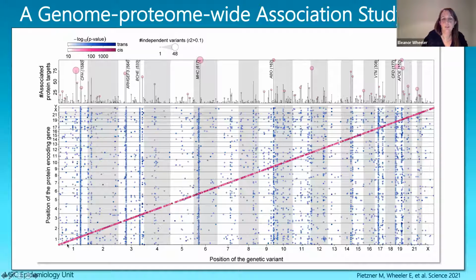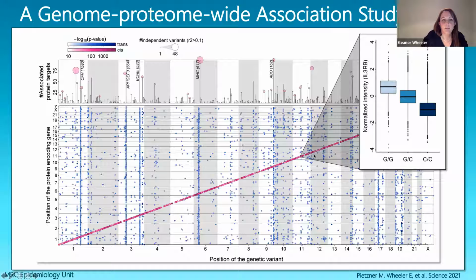And along the diagonal, in pink, are what we call the cis variants, which are located within 500 kb of the protein encoding gene, and in blue are the trans variants, which are further away from the protein encoding gene. And the shading indicates the significance, where darker points are more significant.